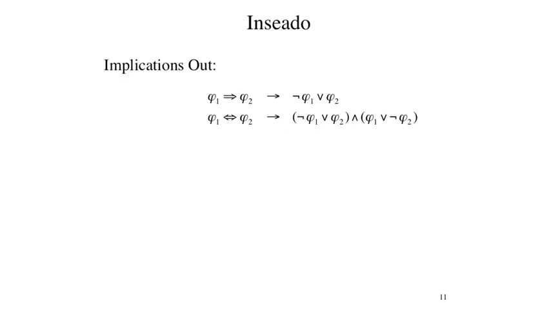Some of the rules are the same as those in propositional logic. However, there are a few additional rules to deal with variables and quantifiers. In the first step, called implications out, we eliminate all occurrences of the implication and biconditional operators by substituting equivalent sentences involving only the and, or, and not operators.